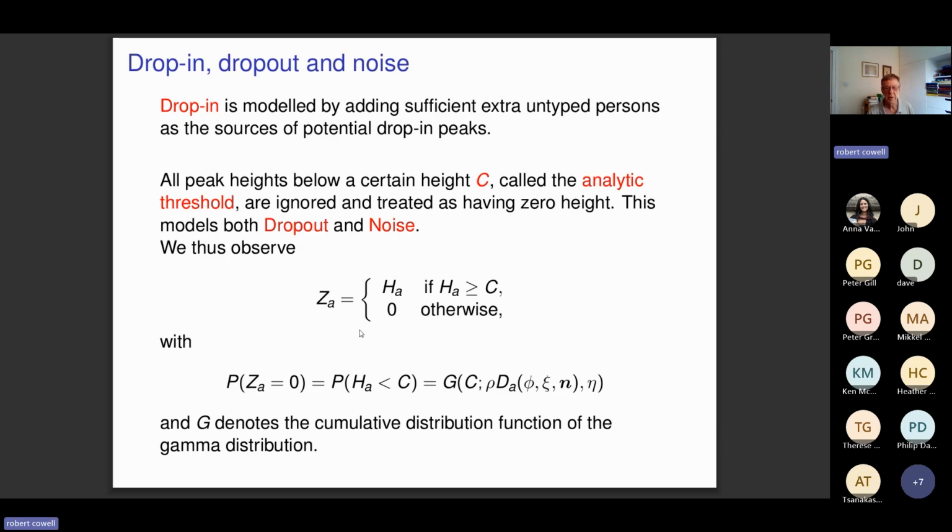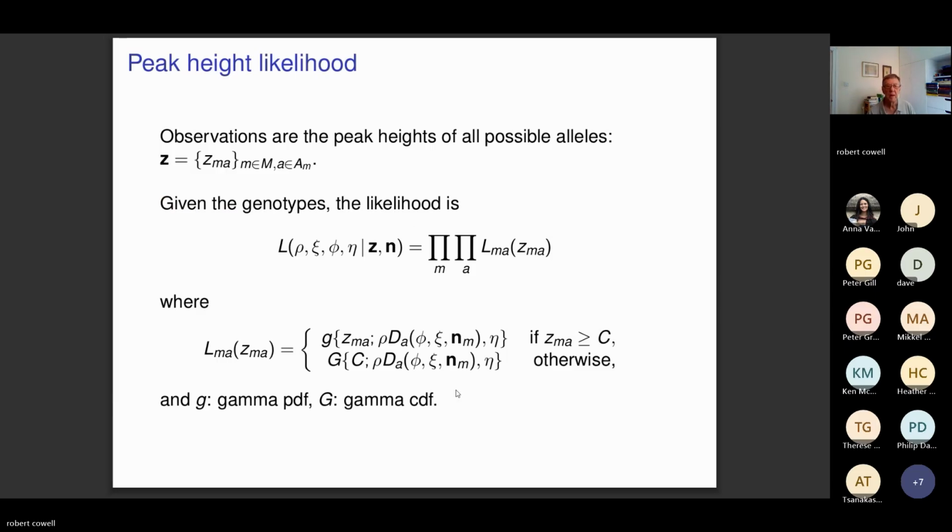So what we observed are either values of 0 for peaks below the threshold, or the actual peak if it's at or above the threshold. We give to the 0 peaks the probability computed from the cumulative distribution function of the gamma distribution. The peak height likelihood, remember we've assumed we know all of the genotypes of the contributors. Given the genotypes, the likelihood factorizes into a product of likelihoods over all the different allele variants of each marker.